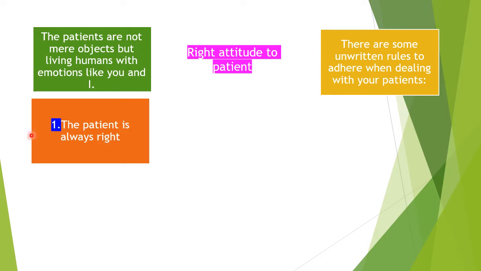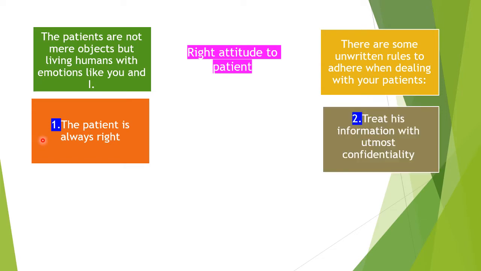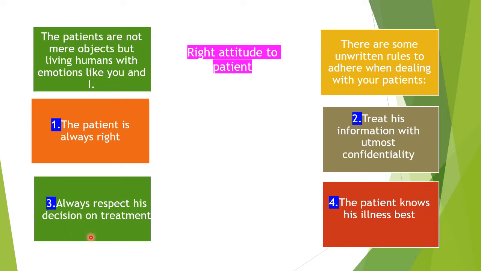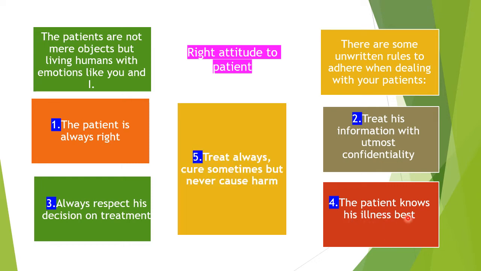And these are, first, the patient is always right as far as his disease is concerned. Secondly, treat the information he gives you with utmost confidentiality. Thirdly, always respect his decision on treatment options. Fourthly, the patient knows his illness best. And lastly, treat always, cure sometimes, but never cause harm at any time. This should be the motto of your relationship with the patient.